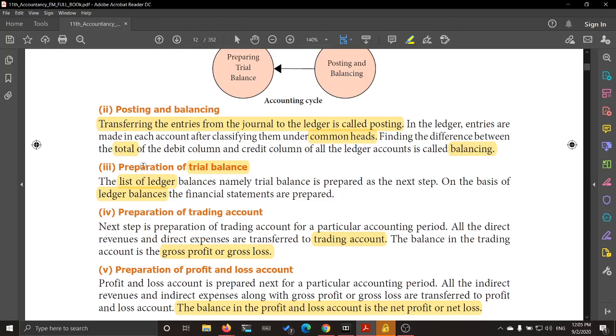So on the basis of trial balance only they will prepare the trading account, profit and loss account and finally the balance sheet.